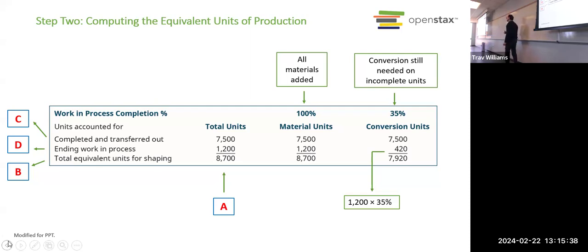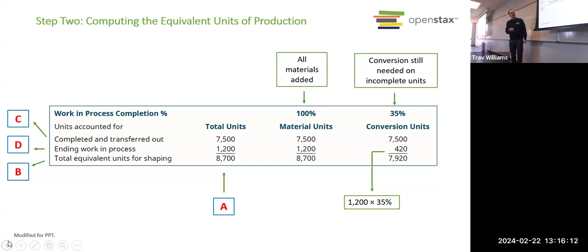Now, I mentioned this on Tuesday, but I'll mention it again. We don't know what exactly that 35% means. If we're making cookies, it could mean that 35% of them are done, but we just haven't transferred them out to the next department. Or it could mean that all of the 1,200 are 35% done. Maybe they're still in the oven. They're not even halfway baked yet. Whatever that 35% means doesn't really matter.